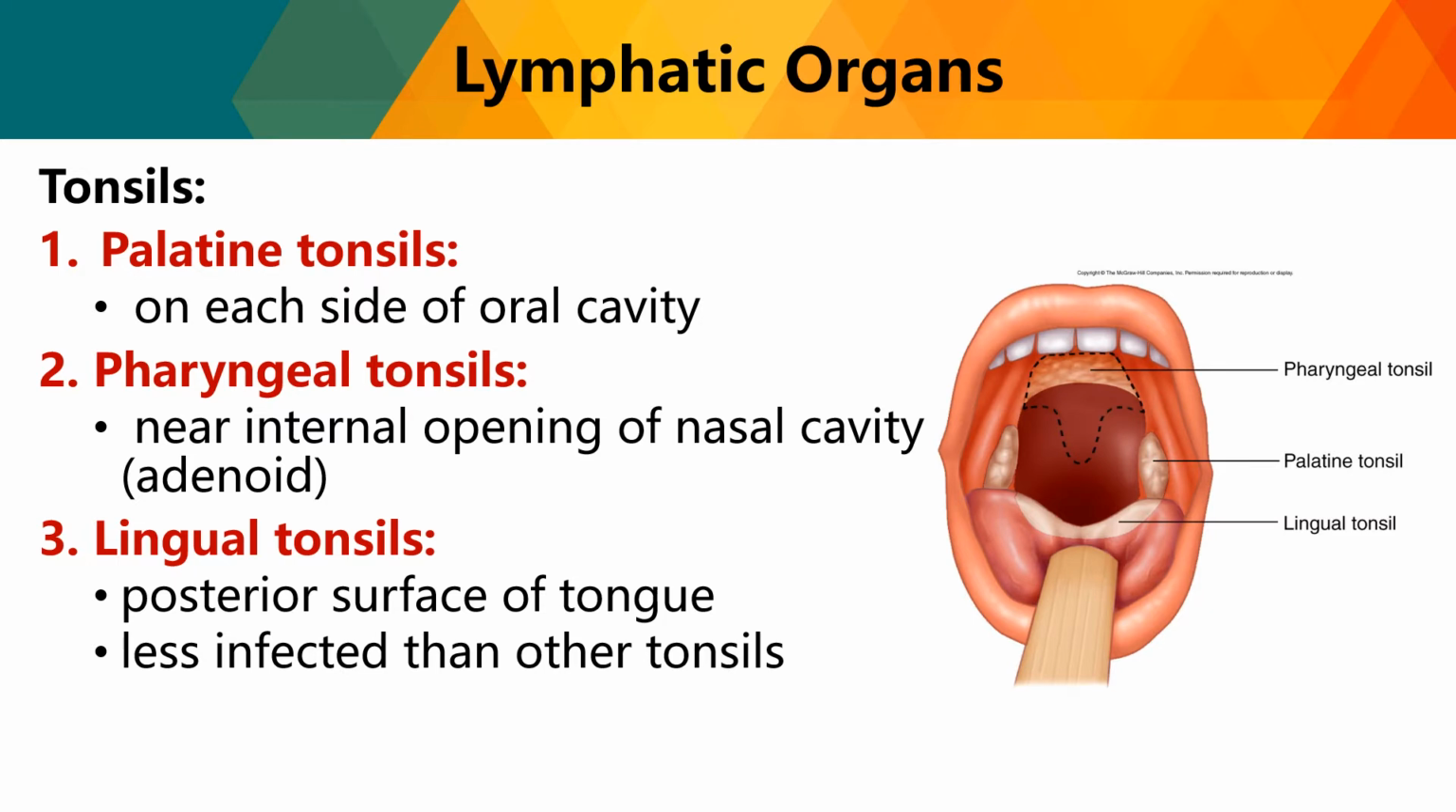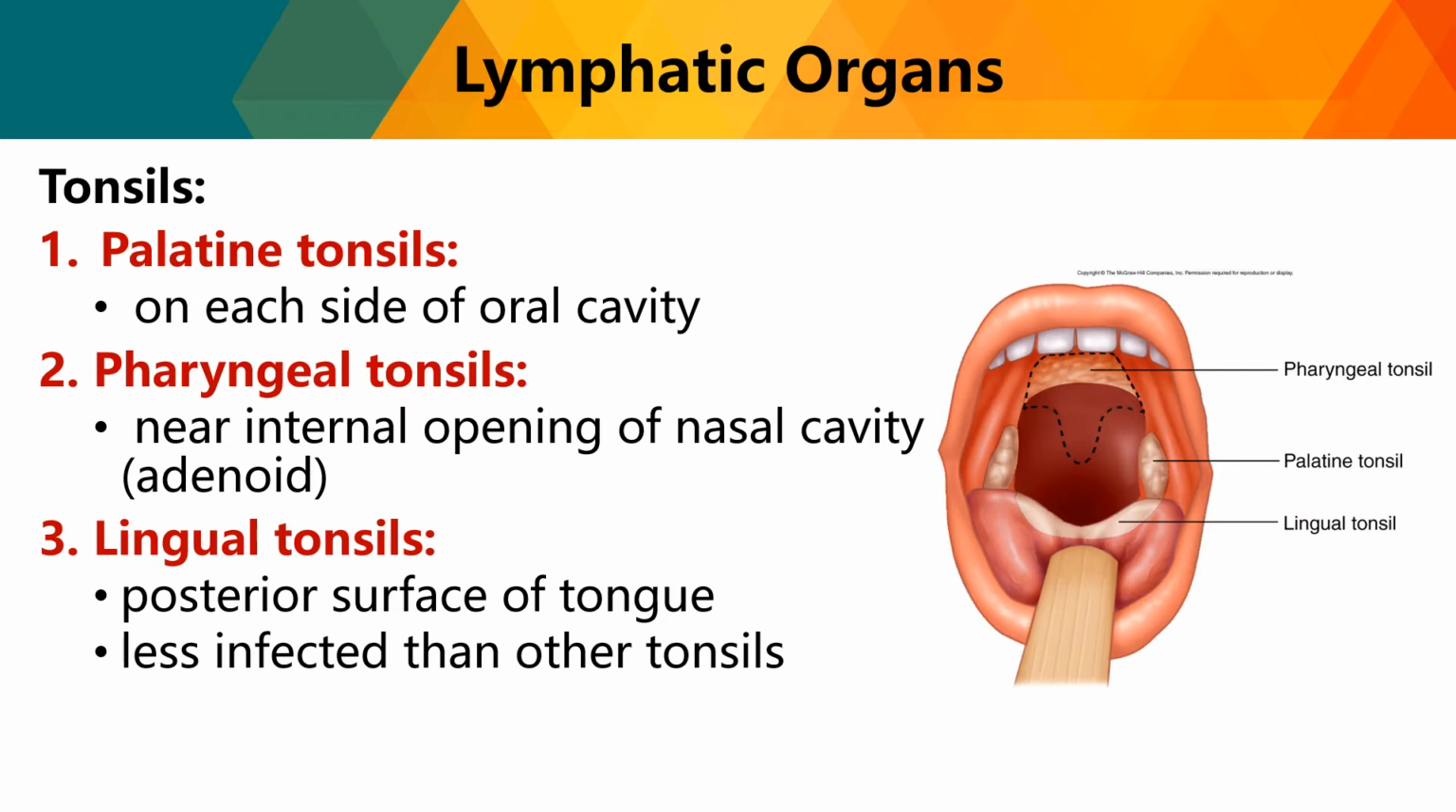The tonsils form a protective ring of lymphatic tissue around the openings between the nasal and oral cavities and the pharynx. They protect against pathogens and other potentially harmful material entering from the nose and the mouth. There are three groups of tonsils. The first one is the palatine tonsils, which are located on each side of the posterior opening of the oral cavity, and these are the ones usually referred to as the tonsils.